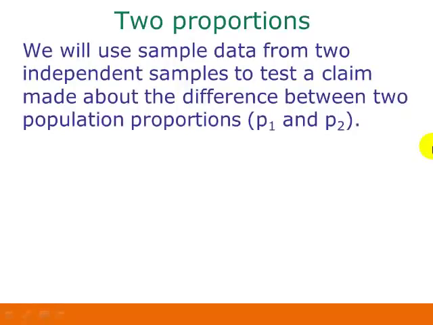So when we have two proportions, that means we'll be using sample data from two independent samples to test a claim made about the difference between the two population proportions. So we'll call these P1 and P2.